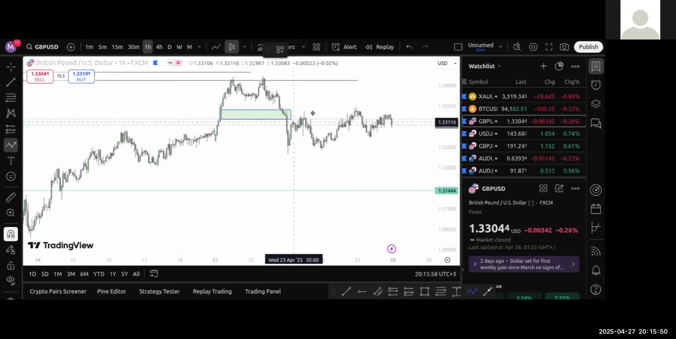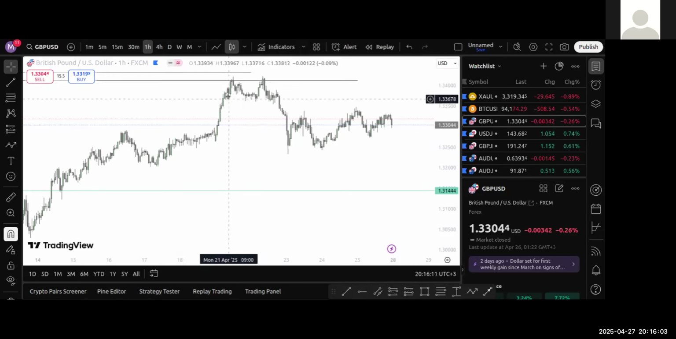We might, let me erase this. Yeah. At least everyone knows where this came from. So we've had a market shift from this zone.